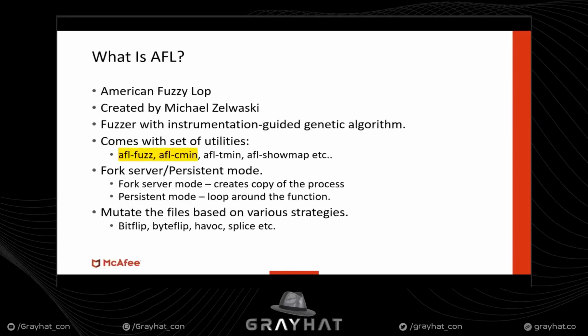So let's see what is AFL. In case you are wondering, the full form of AFL is American Fuzzy Loop, and it has been created by Michael Zalewski, who used to work at Google Project Zero. AFL is a fuzzer with an instrumentation guided genetic algorithm.